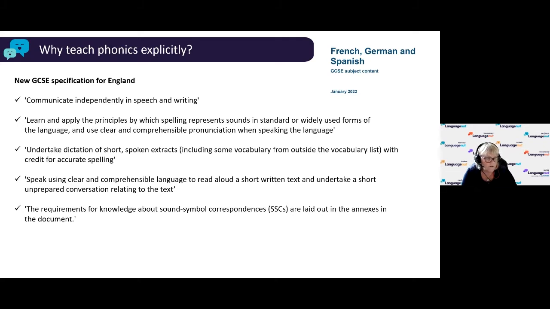So again, all of the sound, spelling, symbol correspondences that you need if you are in England and you are going to be teaching the new GCSE are carefully laid out in the annexes in the document.